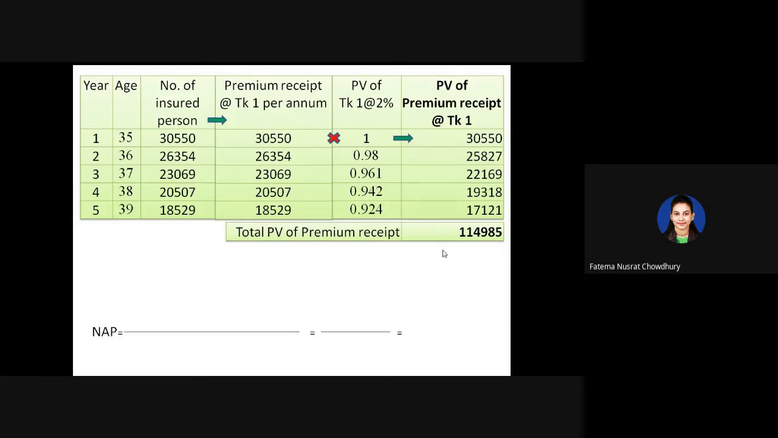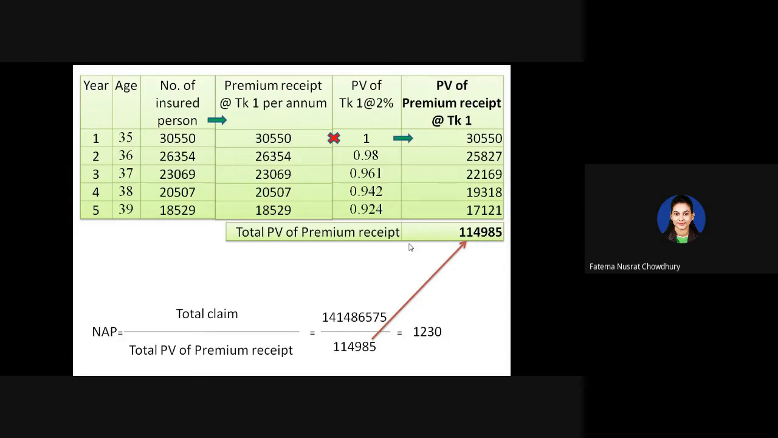For NAP calculation, if we divide the total claim from the last table by the total PV of premium receipt from this table, we get 1230. That means if you are taking the NAP option, you have to pay 1230 taka each year. So that was the endowment calculation for NSP and NAP.